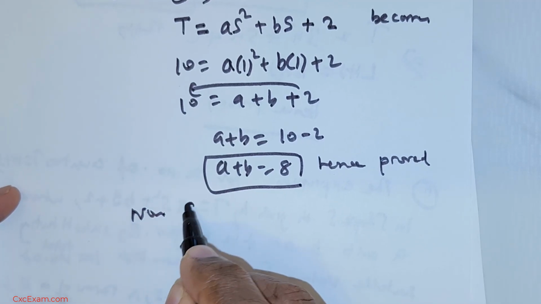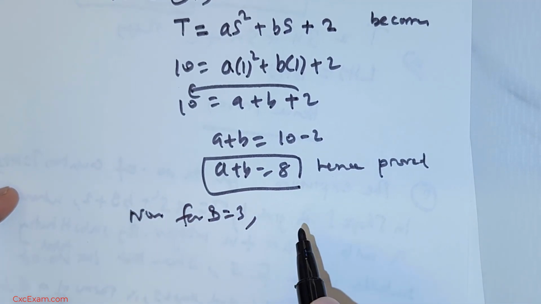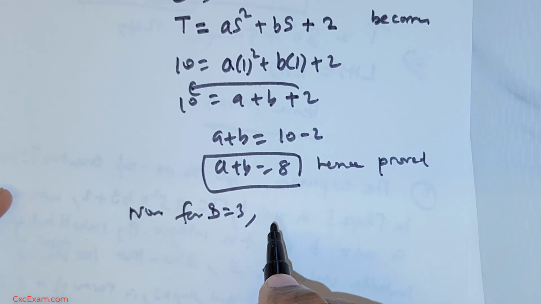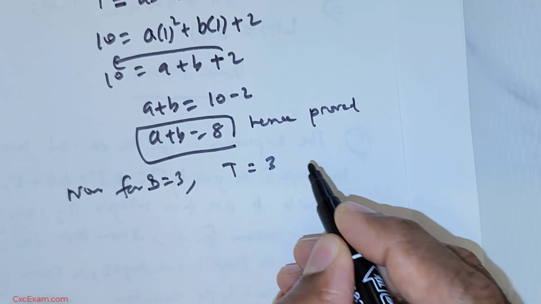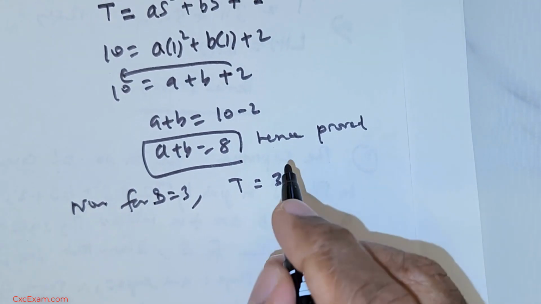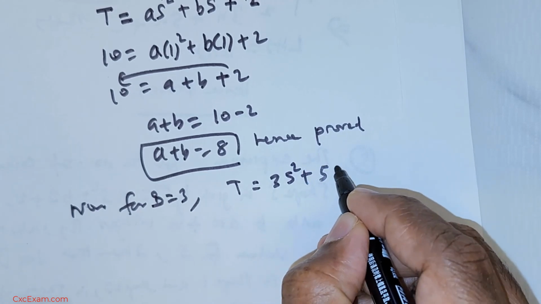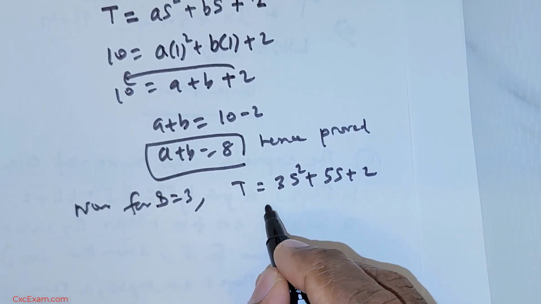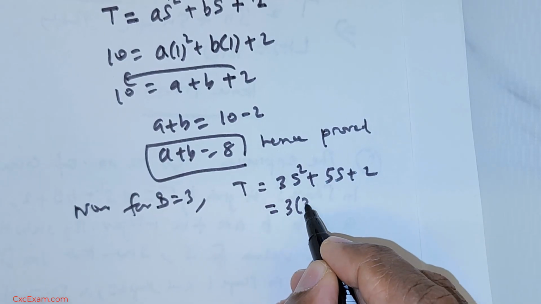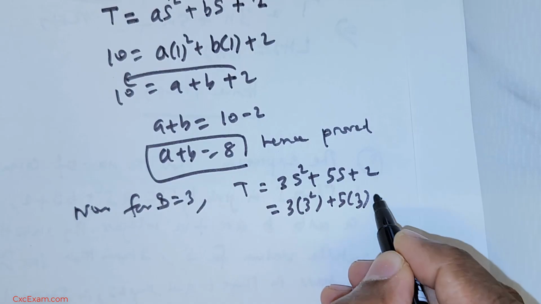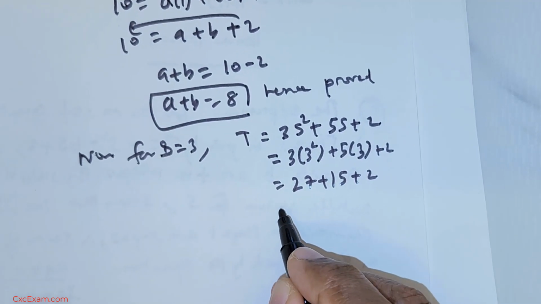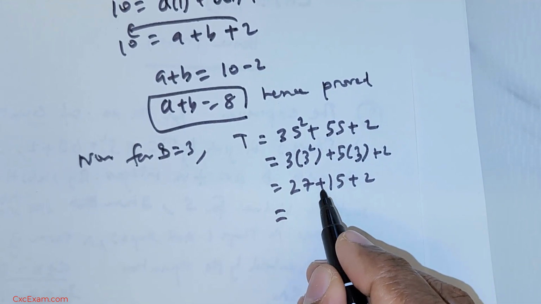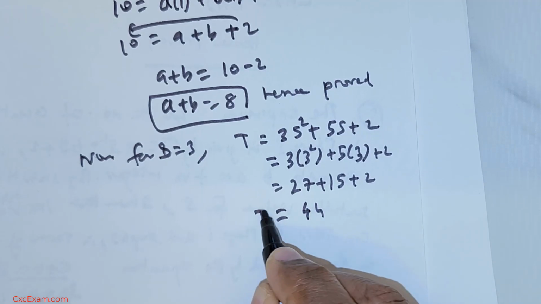Now that is not the end. Now for s is equal to 3, we need to know the value of t. For s is equal to 3, use this: t is nothing but 3 times s squared positive 5 times s positive 2, and s is equal to 3, so 3 times 3 squared positive 5 times 3 positive 2. 9 3s are 27, 3 5s are 15, positive 2. So this is going to be 32, 42, 44. So t is equal to 44.